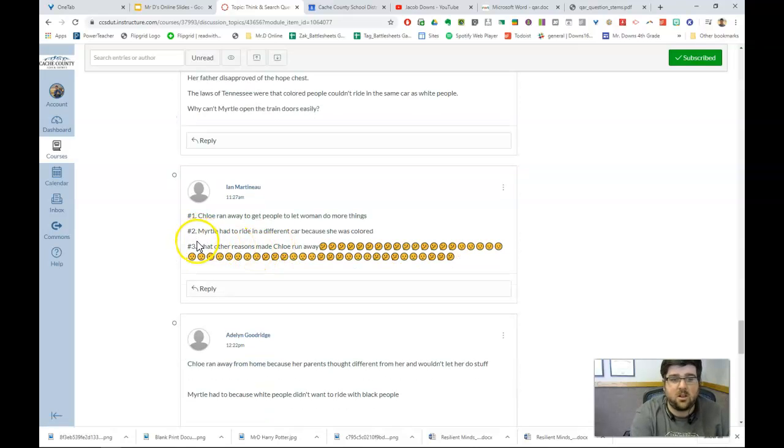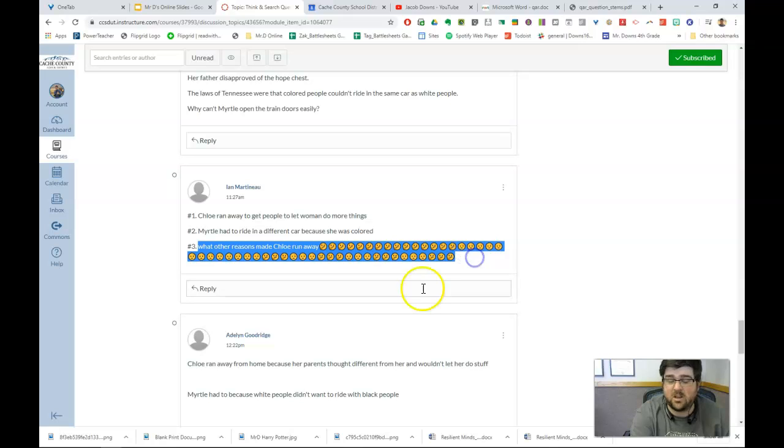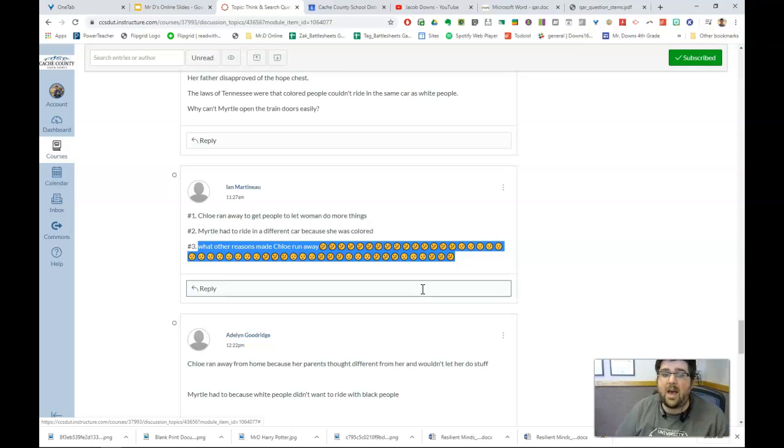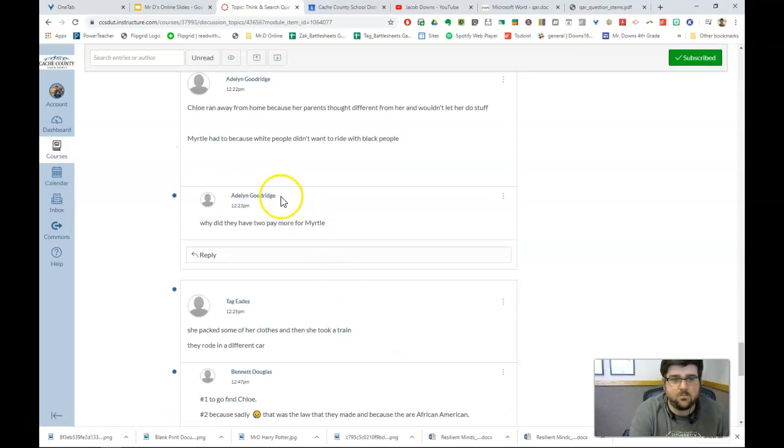What other reasons made Chloe run away? Ian, I think that's a fantastic question. And even by the end of the book, we could answer that. We could have some ideas for that answer now, but even by the end of the book, we're going to have even more information about it. And so this is an excellent example of a think and search question, because the answer is kind of built up over multiple parts of the book.